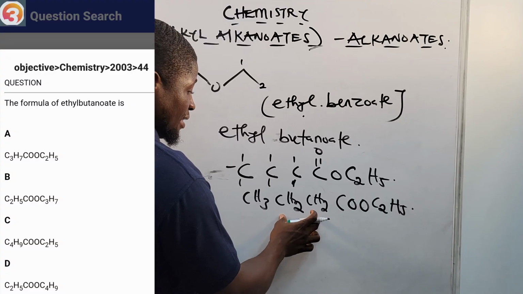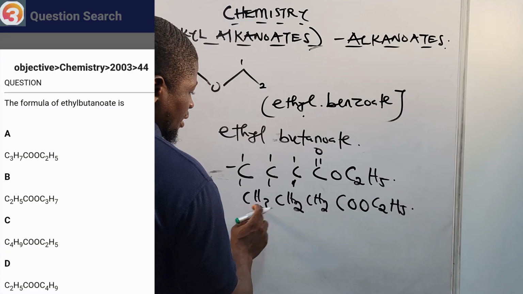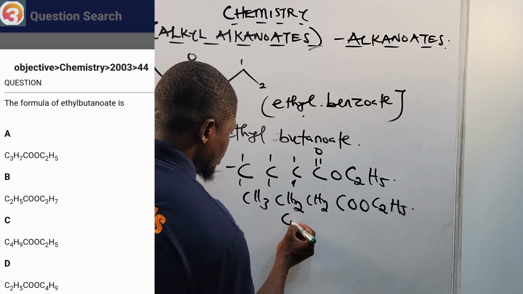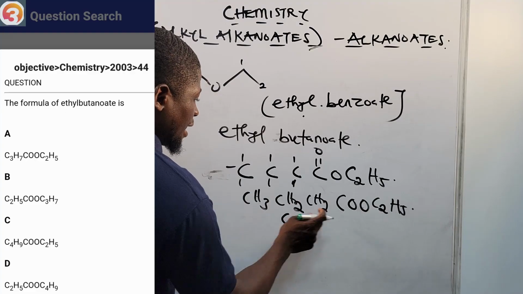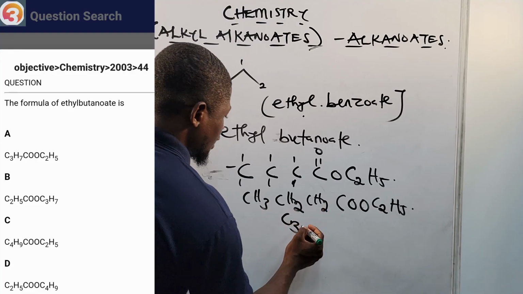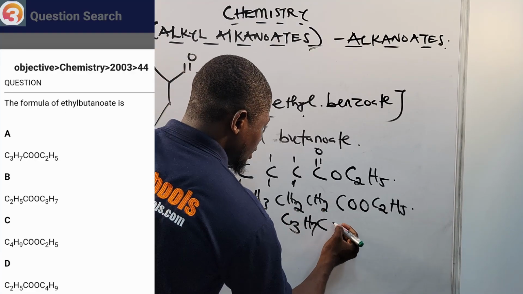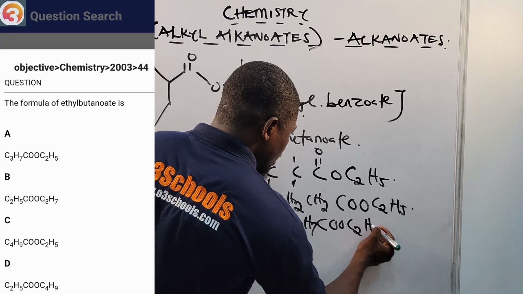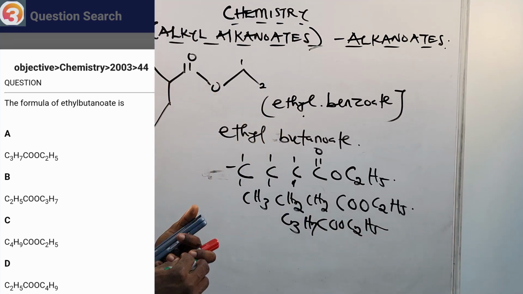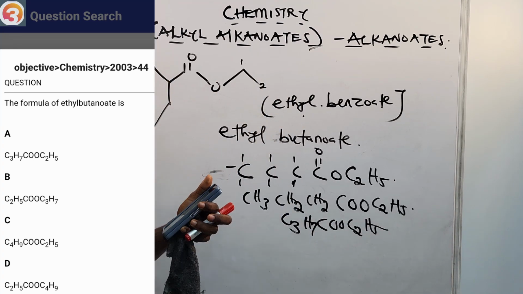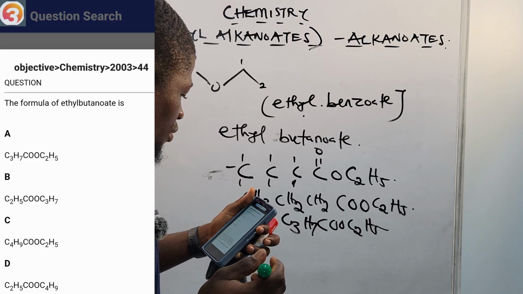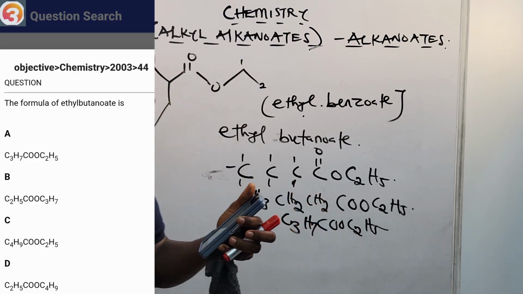So now, how many carbon atoms are here? C3. Let us compress this. C3, 1, 2, 3. How many hydrogens? 3 plus 2 is 5, plus 2 is 7. C3H7COOC2H5. So that will be our ethyl butanoate. Our correct option is option what? Look at the options very well. Option A is very correct.